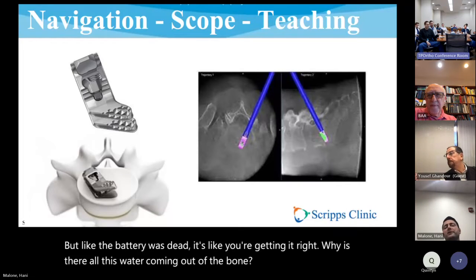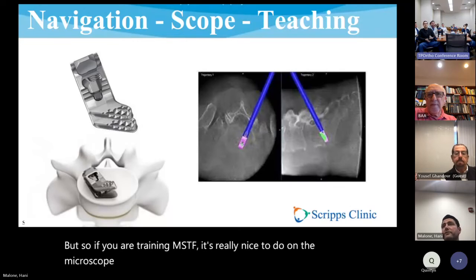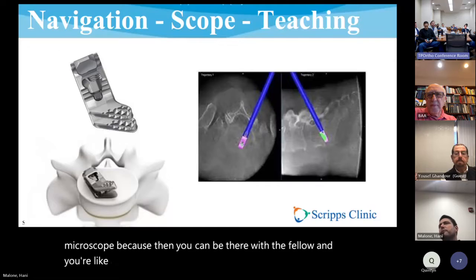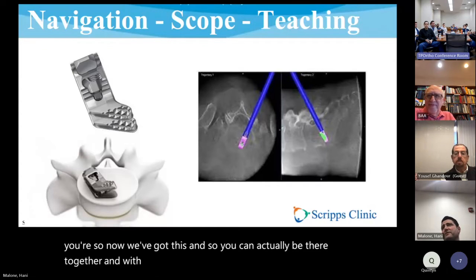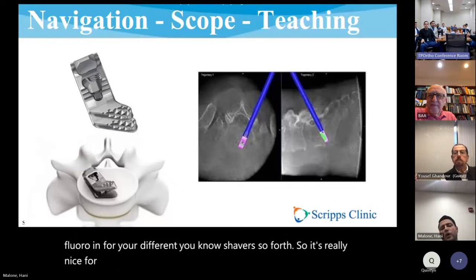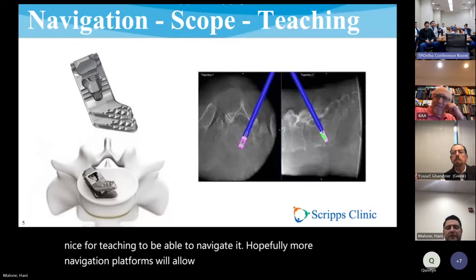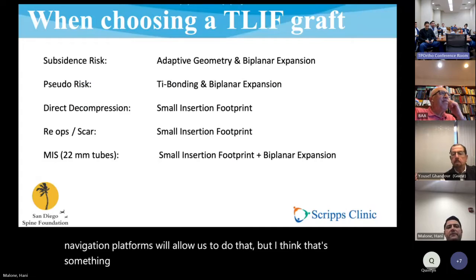But so if you are training MIS TLIF, it's really nice to do it under the microscope because then you can be there with the fellow and you're like, okay, so now we've got this pro, you know, and so you can actually be there together. With navigation, you don't have to keep bringing the fluoro in for your different shavers and so forth. So it's really nice for teaching to be able to navigate it. Hopefully more navigation platforms will allow us to do that, but I think that's something we'll definitely see happen in the years to come.